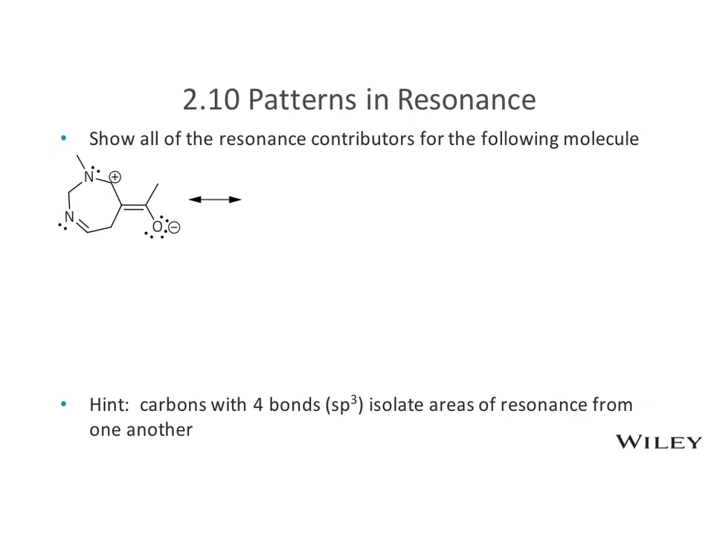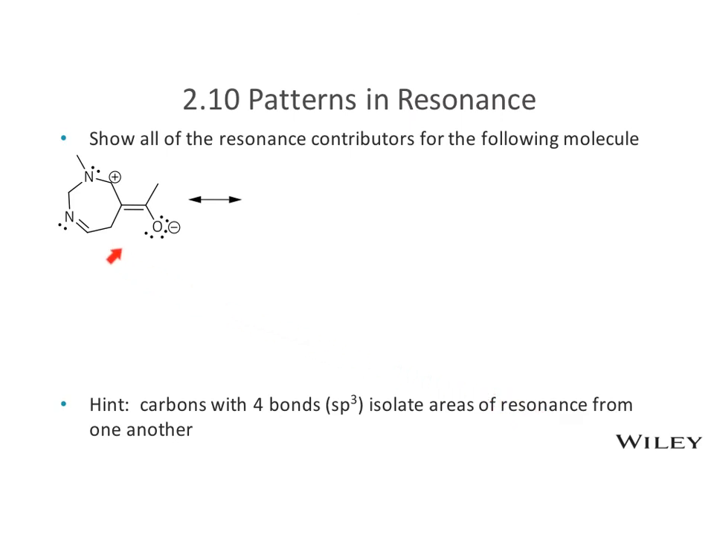So there's multiple resonance structures here. I don't think it's 8. I don't think so. All right. And I've included one little hint down here at the bottom. Okay? Hint. Carbons with 4 bonds that are sp3 hybridized isolate areas of resonance from each other.